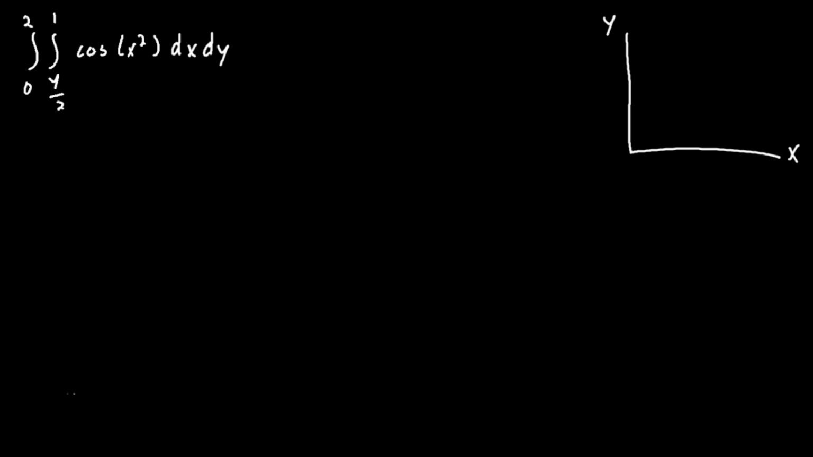So our x-axis, this is our y-axis. And our x bounds are bounded by the function x equals 1, which is this. Let's remove some of those dots. And y over 2, or x equals y over 2, which is something like this. And our y bounds are from 0 to 2.